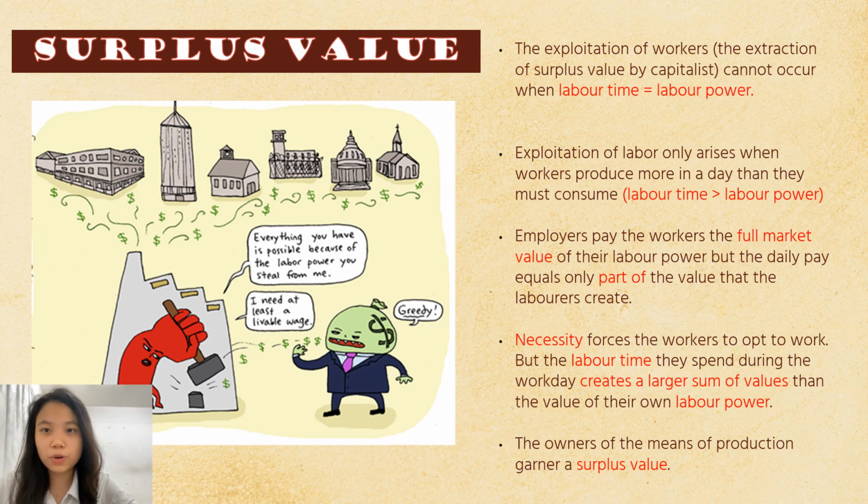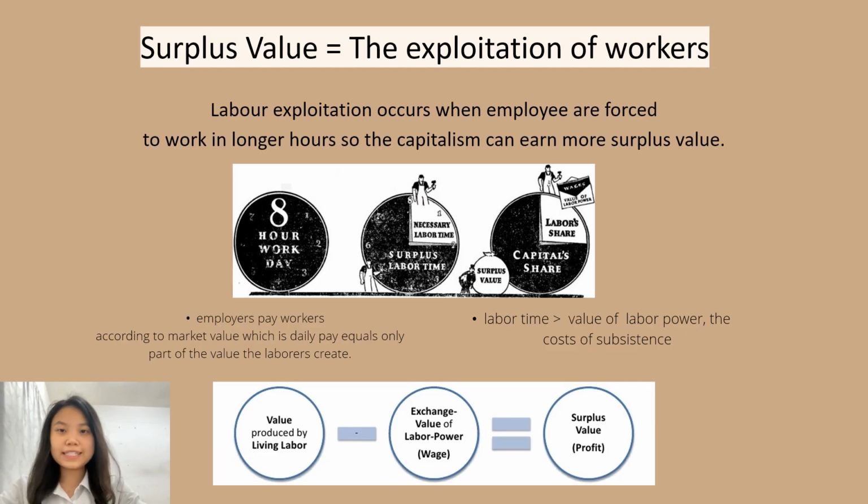Necessity forces the workers to opt to work, but the labor time they spend during the workday creates a larger sum of value than the value of their own labor power. The owner of the means of production gains a surplus value. Besides that, surplus value is equal to the exploitation of workers.